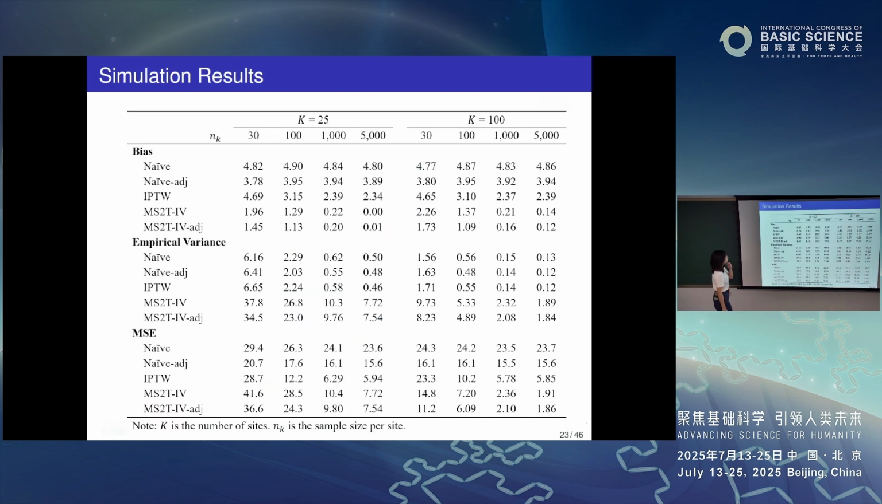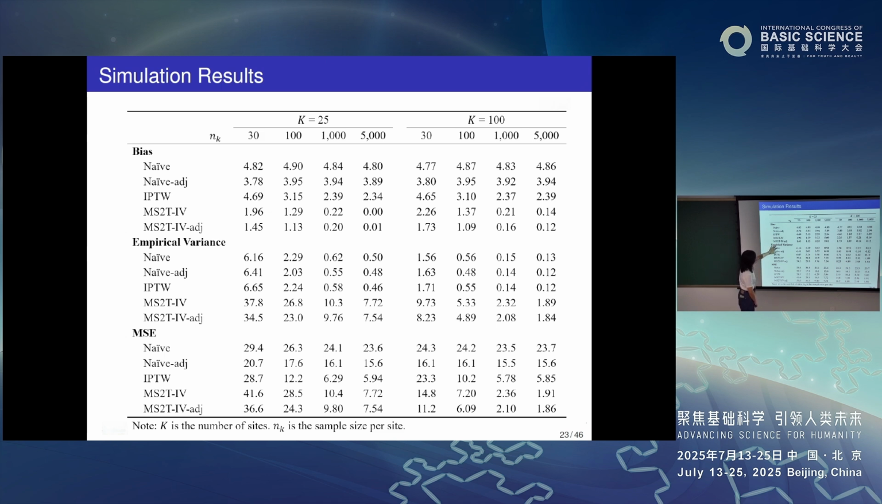Now, if you look at the bias first, you realize that for our method, as sample size increases or as K increases, our method tends to have smaller and smaller bias. However, the bias stays no matter how big your K or n_K is for the other three methods because they cannot address the unmeasured confounder issue.